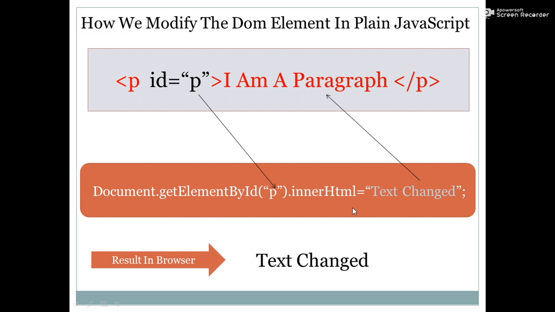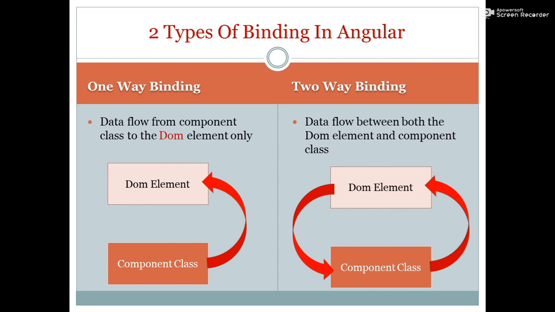Great, that's great. All right, so what I just showed is two-way binding, right? But in Angular we have two types of binding: one-way binding and two-way binding. So what is the difference between each? Okay, let's take the one-way binding first.